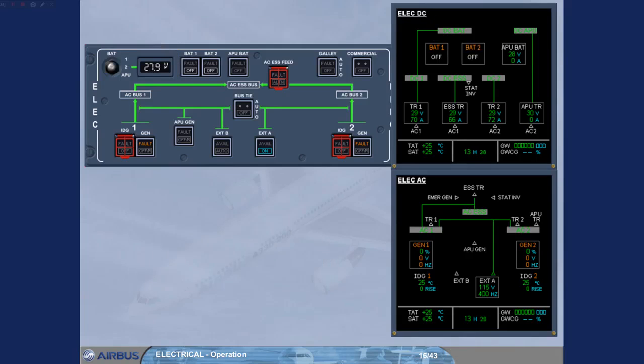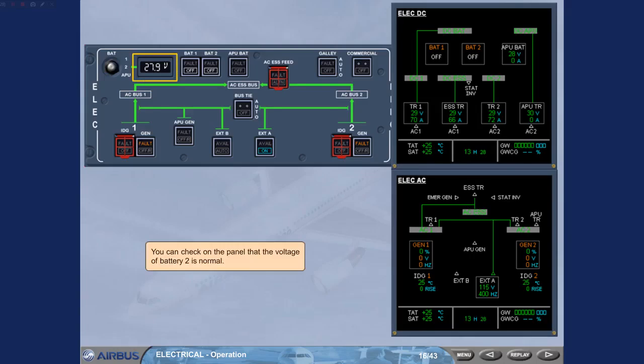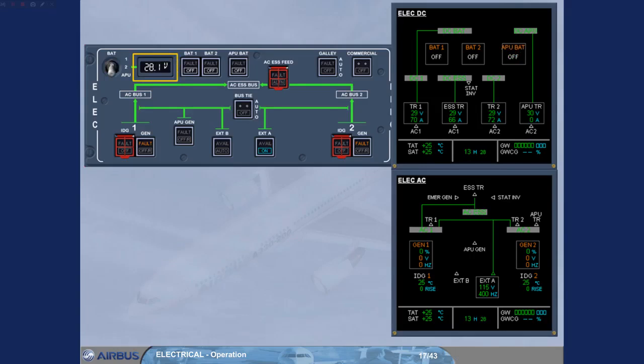You can check on the panel that the voltage of battery 2 is normal. You can check on the panel that the voltage of APU battery is normal. As you can see, the three batteries now have voltages above 25.5 volts. The battery charging cycle is completed.